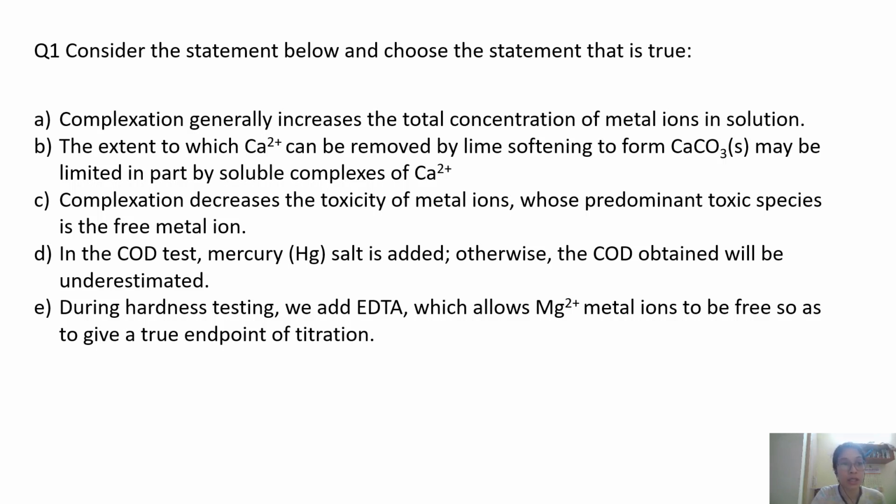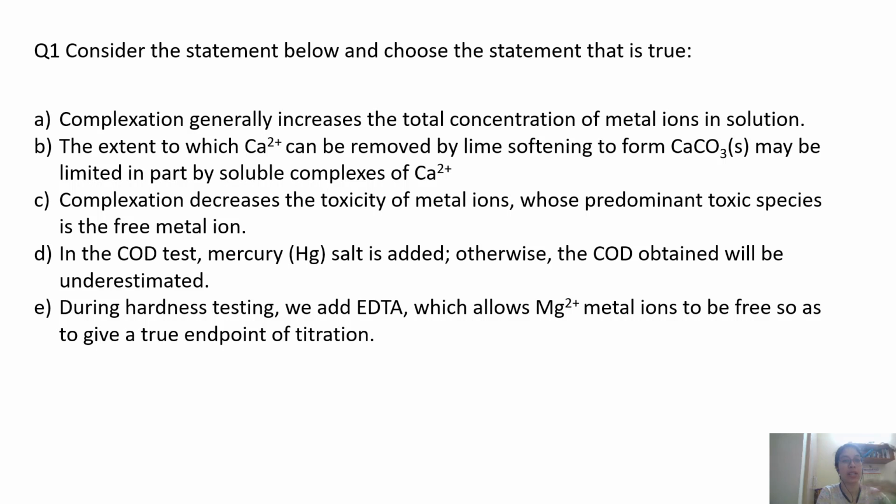There is the possibility that more than one statement is correct, and the marks will be awarded only when you can identify all the correct statements. So please go through each of the statements properly. Option B: the extent to which calcium ion can be removed by lime softening to form calcium carbonate may be limited in part by soluble complexation of calcium ion. Option C: complexation decreases the toxicity of metal ions whose predominant toxic species is the free metal ion.